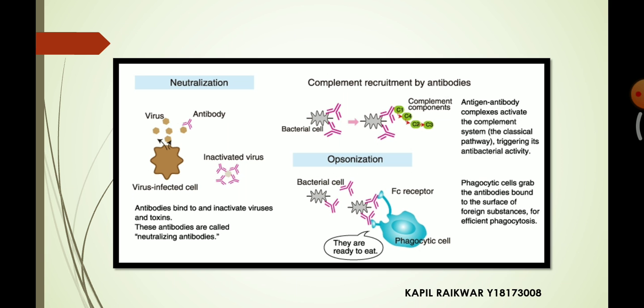Antibodies bind to and inactivate viruses and toxins. These antibodies are called neutralizing antibodies. When antigen-antibody complexes are formed, they activate the complement system, which triggers its antibacterial activity. In opsonization, phagocytic cells grab the antibody bound to the surface of foreign substances for efficient phagocytosis.